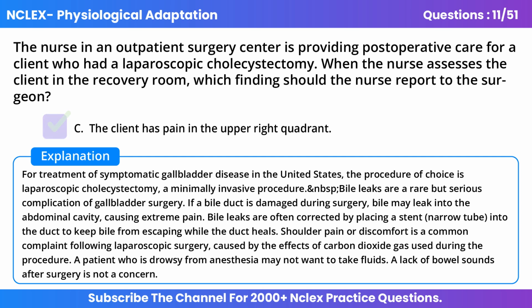If a bile duct is damaged during surgery, bile may leak into the abdominal cavity, causing extreme pain. Bile leaks are often corrected by placing a stent, a narrow tube, into the duct to keep bile from escaping while the duct heals. Shoulder pain or discomfort is a common complaint following laparoscopic surgery, caused by the effects of carbon dioxide gas used during the procedure. A patient who is drowsy from anesthesia may not want to take fluids. A lack of bowel sounds after surgery is not a concern.